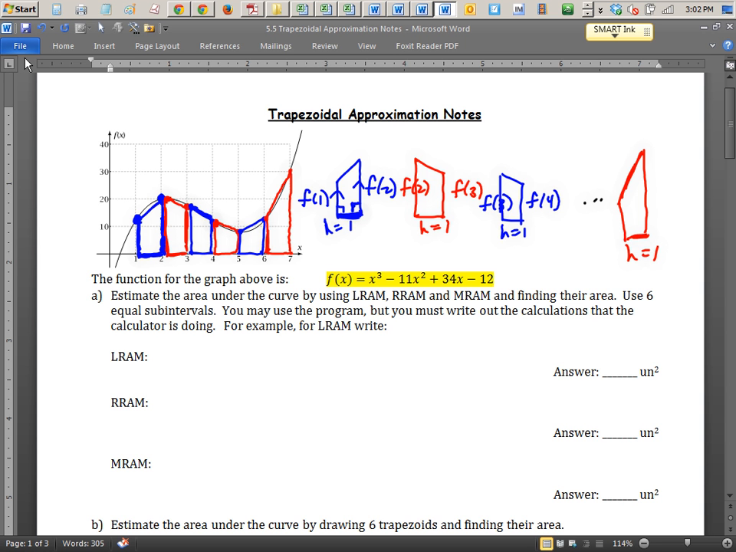And the height is 1. The two bases are f of 6 and f of 7. Okay, now let's talk about the area of a trapezoid.